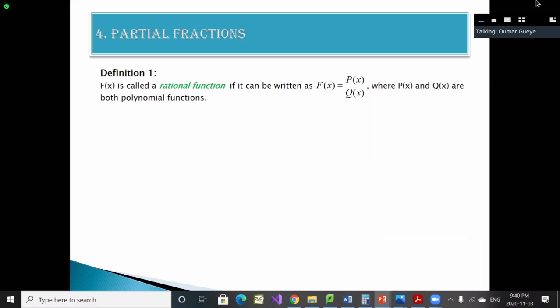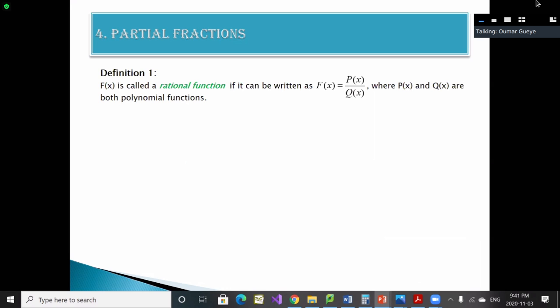Okay, and this technique is used to simplify an integral of a rational function. So that's why I'm going to start by giving you the definition of a rational function. It's just a ratio where the numerator is a polynomial function and the denominator is also a polynomial function. And that's what we mean by a rational function. It's always going to be a polynomial over a polynomial.